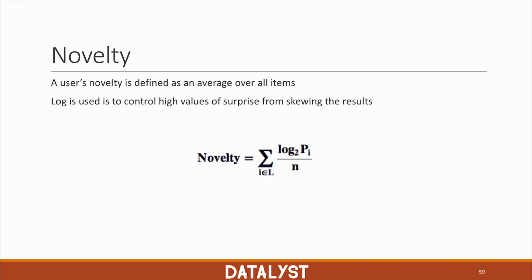And this leads us on to the novelty metric, where the novelty is simply defined as the sum over all the surprise equations of all items. We take the logarithm base 2 of those items over n. So this is basically a different way to measure the surprise over a user's recommendations. We're using the logarithm here in order to avoid getting very, very high values for this metric.